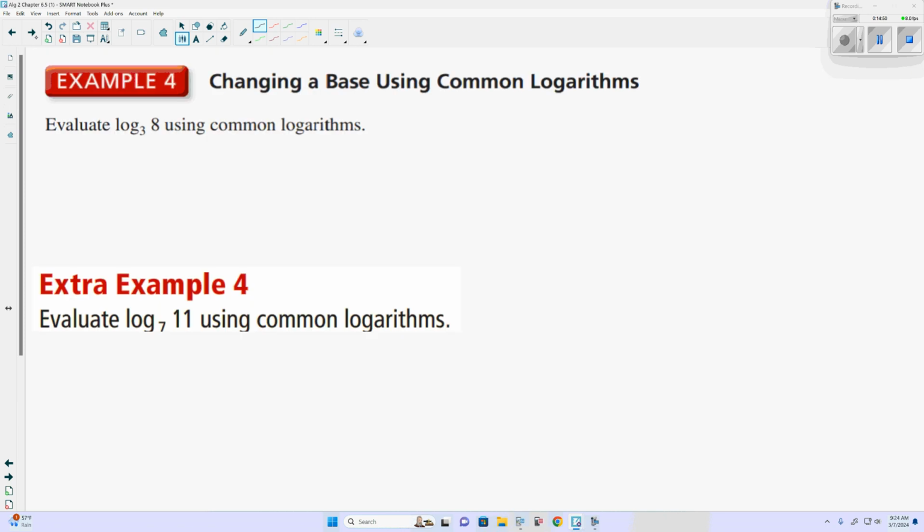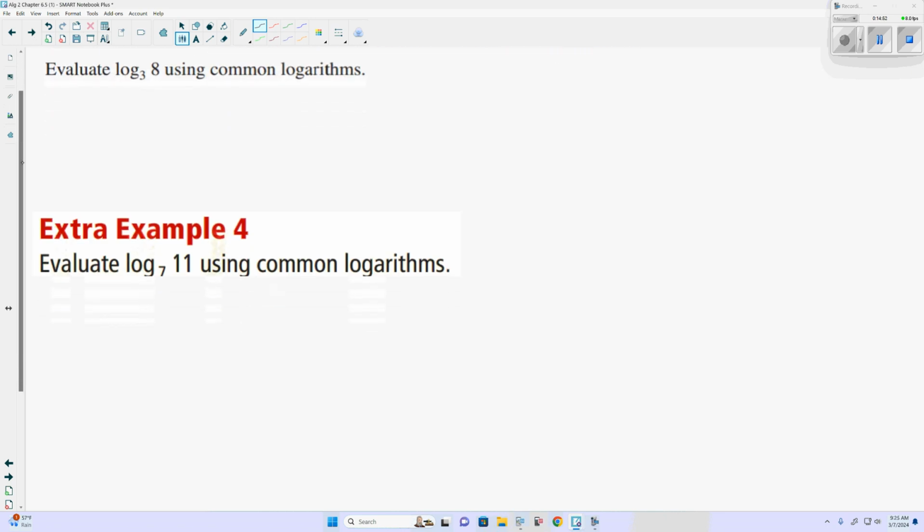Or we could say natural log too. So if we're looking at log base 3 of 8 with this change of base, the top would be log of what's inside, which is 8, over log of the base, which is 3.